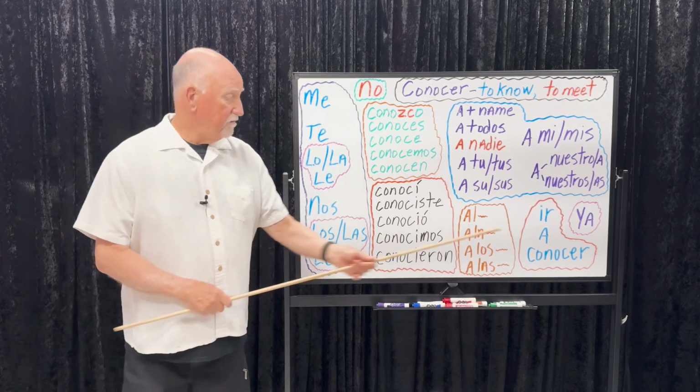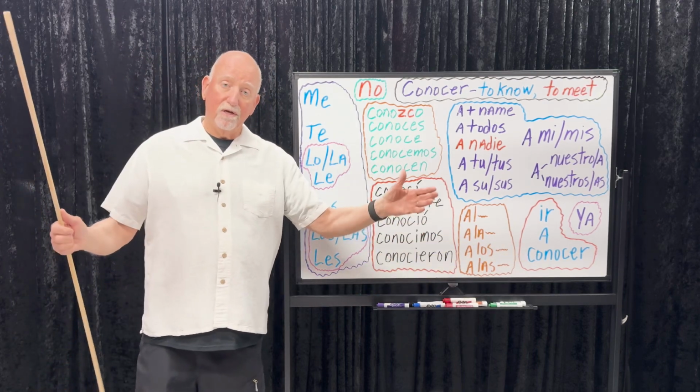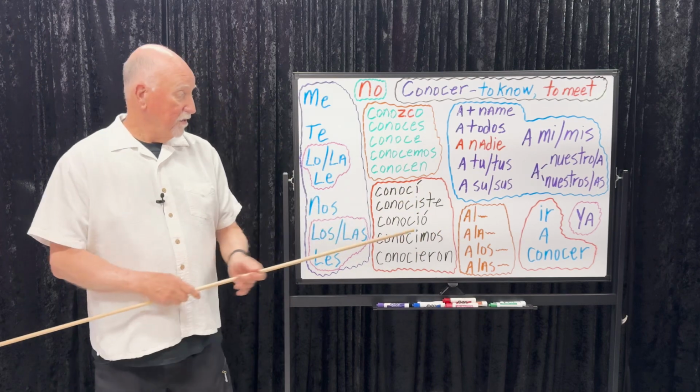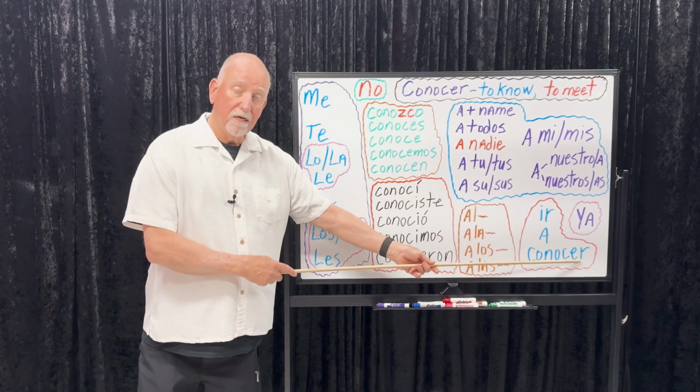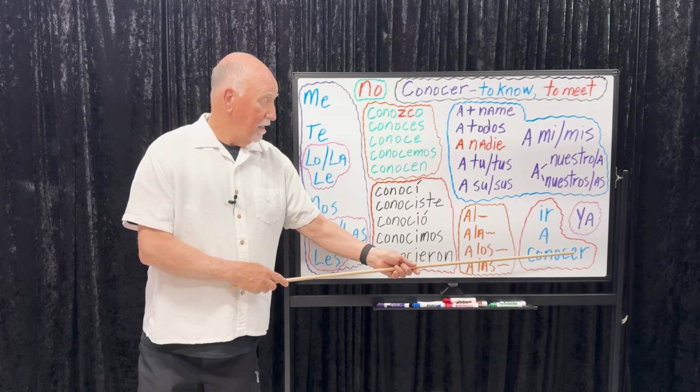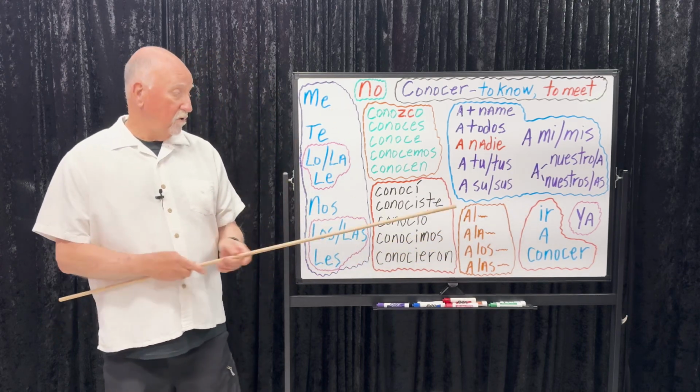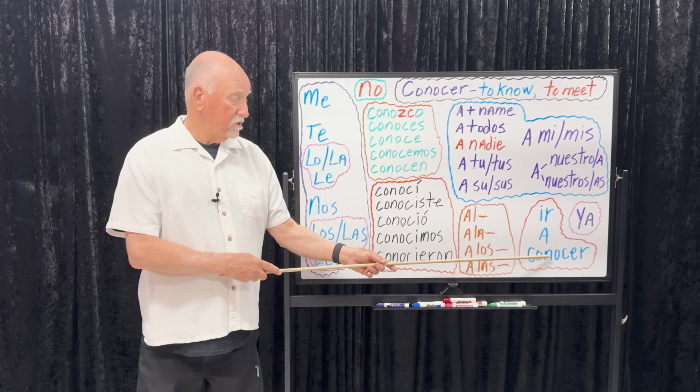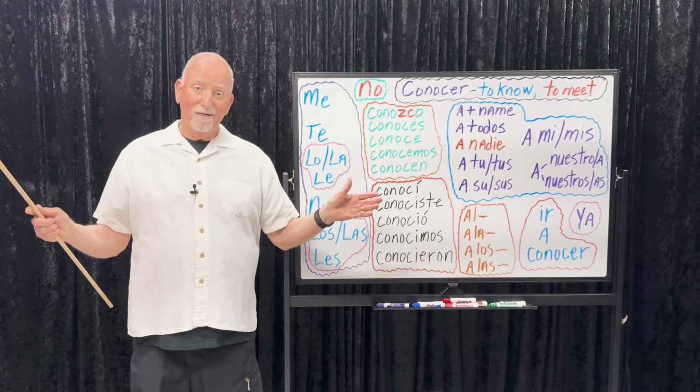But when you have an infinitive, you now have an option. You have a choice. Life is full of choices. The la can go on the end of conocer with no accent mark. And you can just say, we're going to meet her tomorrow. Vamos a conocerla mañana. Isn't that beautiful?